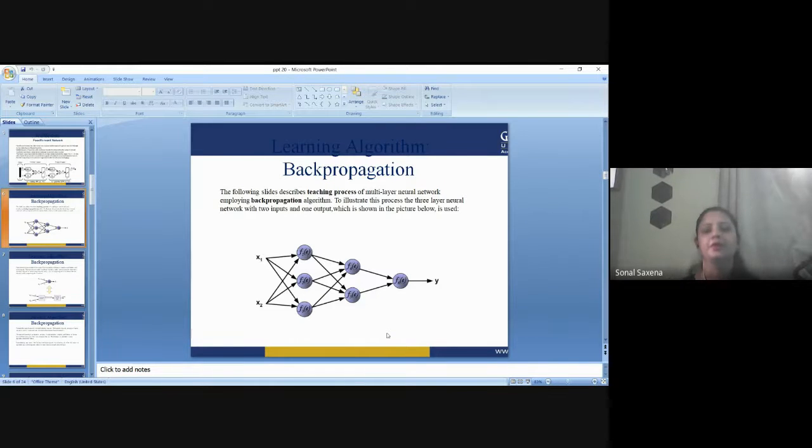Now see the background picture. So here this slide describes the teaching process of a multi-layer neural network employing the backpropagation algorithm. So here you can see.